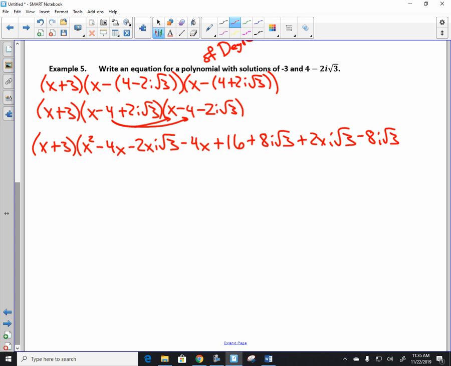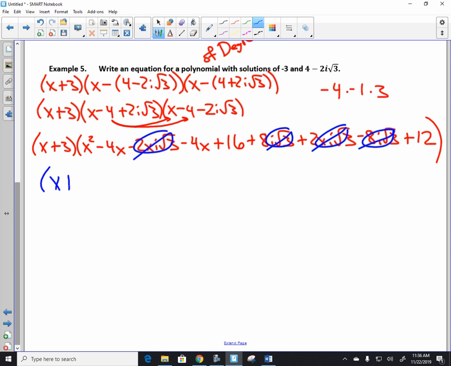And then I have 2i root 3 times negative 2i root 3. That's got to be some kind of number, huh? 2 times -2, -4. i times i. Root 3 times root 3. Can I get 12? What happens? Negative 2xi root 3, positive 2xi root 3, gone. 8i root 3, negative 8i root 3, gone.